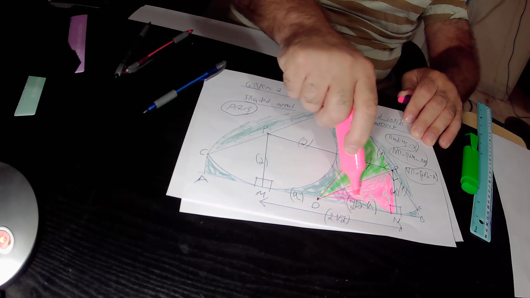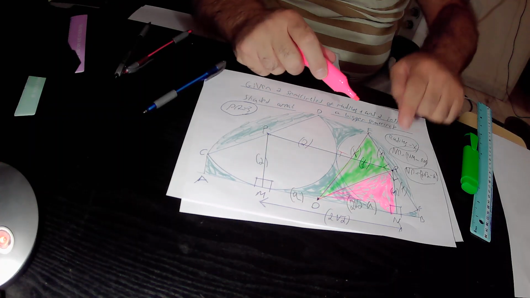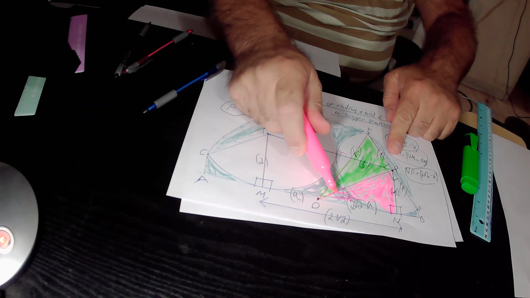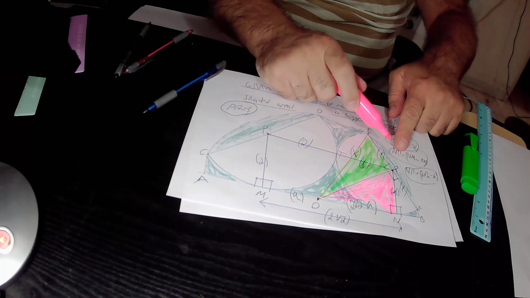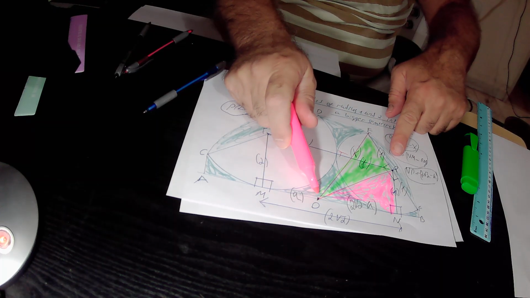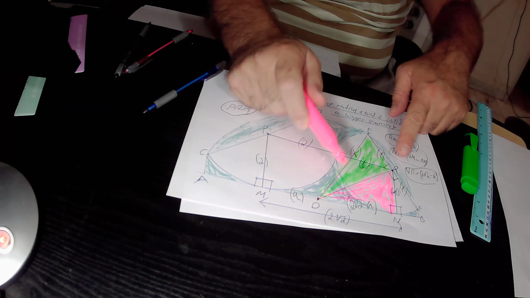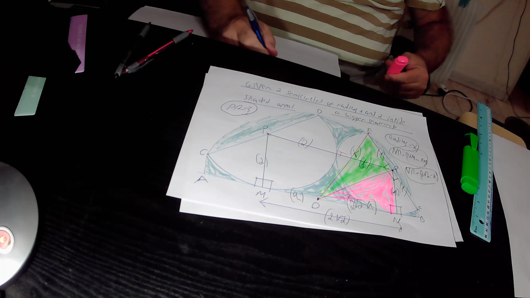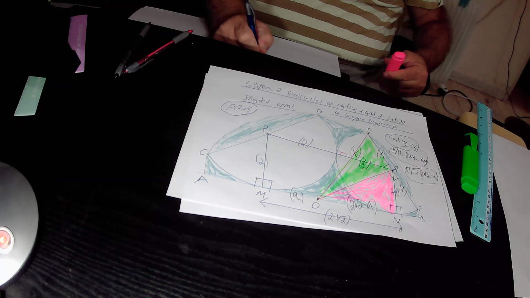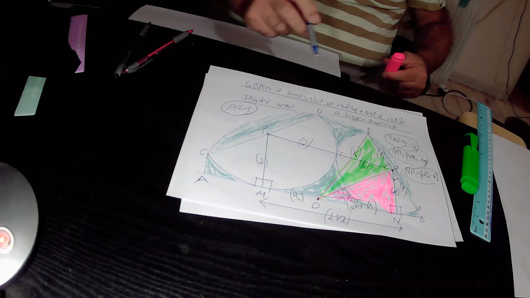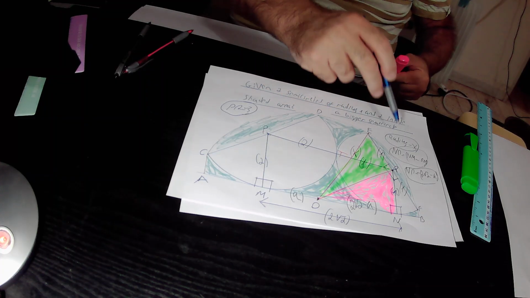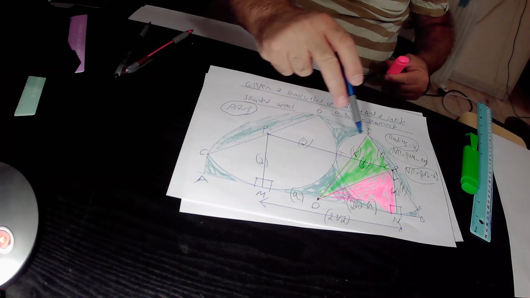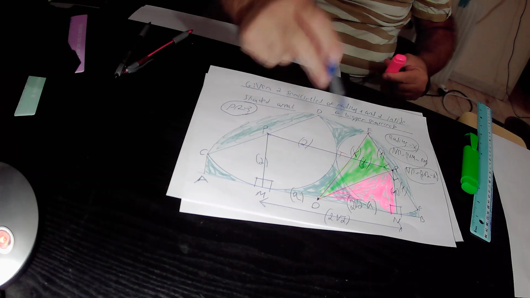So we'll implement the Pythagoras theorem on this pink triangle QON, and get that according to the Pythagoras theorem, QO squared, that is the square of the hypotenuse of this pink triangle, equals QN squared plus NO squared. Again, in this pink triangle QON, QO squared, the square of the hypotenuse, equals QN squared plus NO squared.